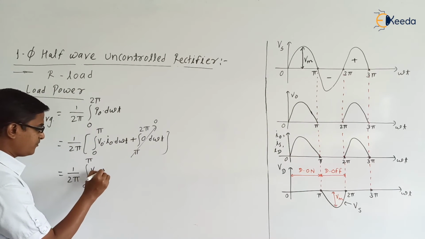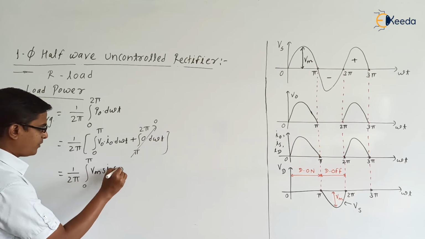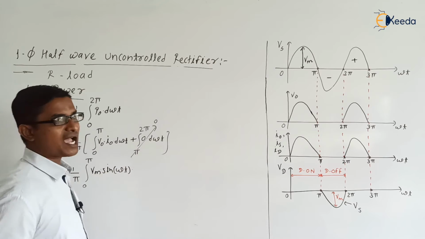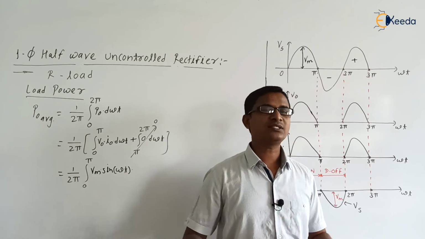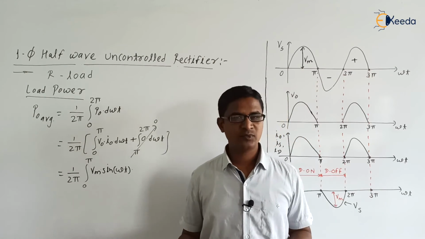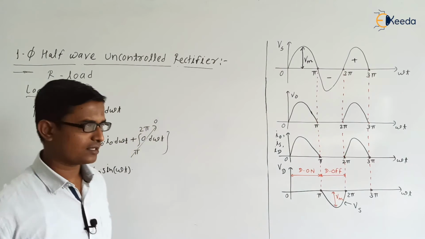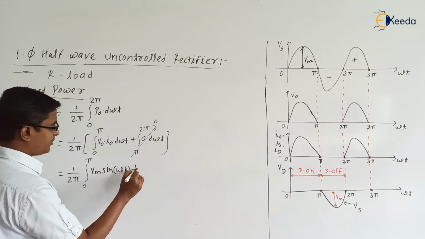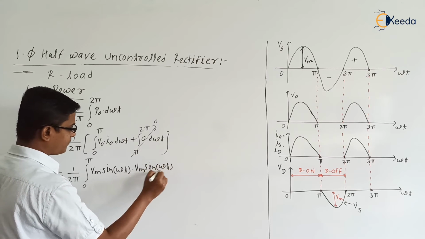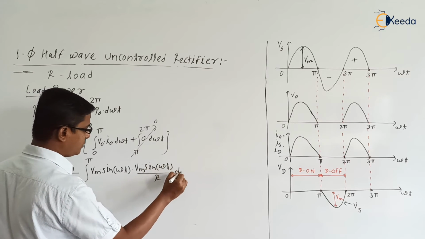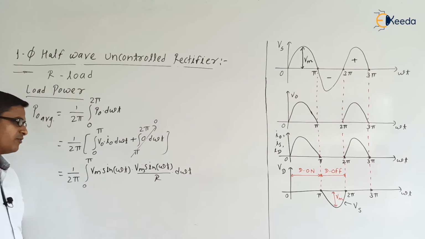So it is Vm into sine of omega t into what is the I0? If you check the circuit operation from 0 to pi, I0 is V0 by R. It is Vs by R, right? So therefore Vm into sine of omega t divided by R. Are you getting the point? Into d omega t. Next, can we simplify it?